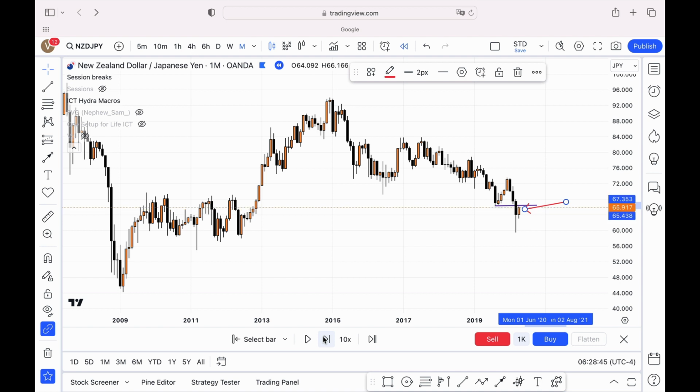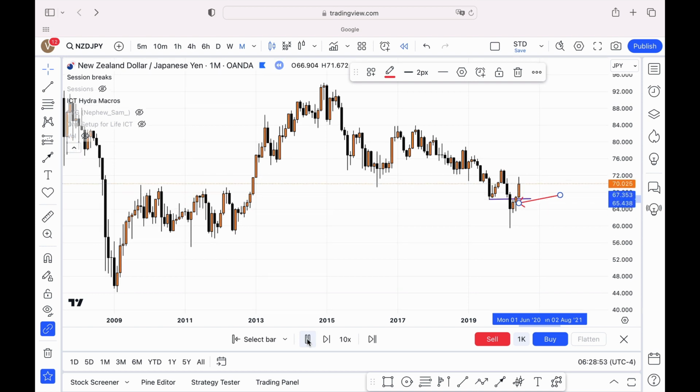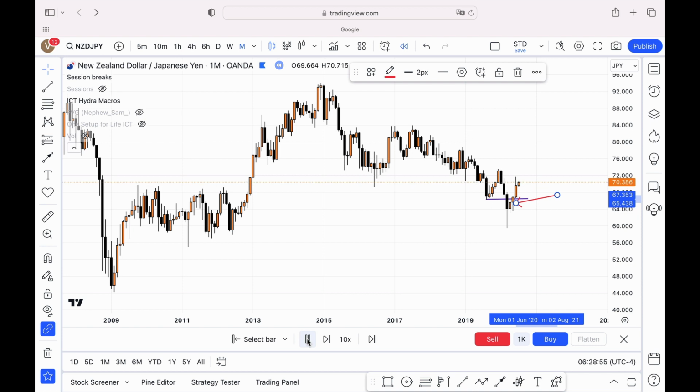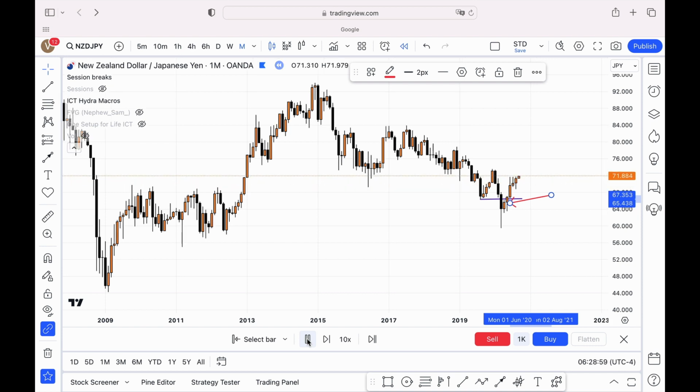Price is reacting to that level, and I'm just going to play it real quick. I'll keep playing it until it goes above this high right here.